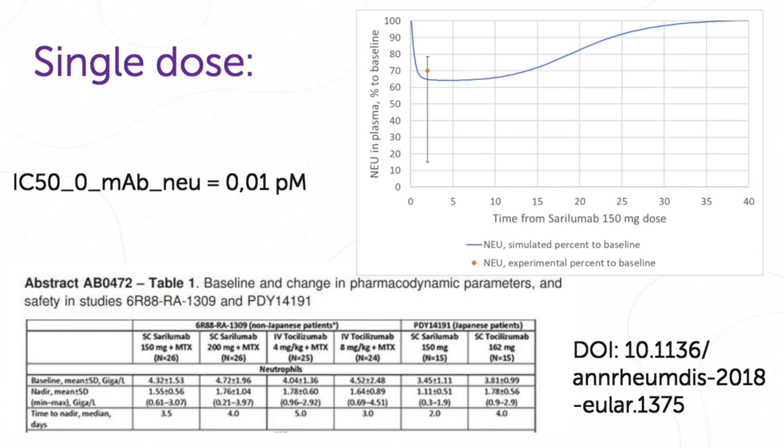We fitted this parameter to describe human data for the percent neutrophil drop compared to the baseline after a single dose of sirolimus treatment from this clinical trial, performed with 30 Japanese patients. We fitted EC50 for the monoclonal antibody and obtained this value. It allows us to describe a 30% drop after a 1,500 mg sirolimus single dose.